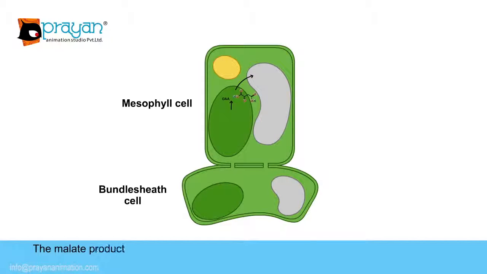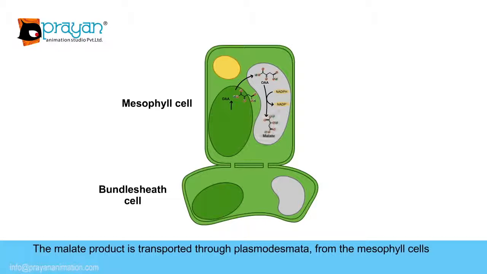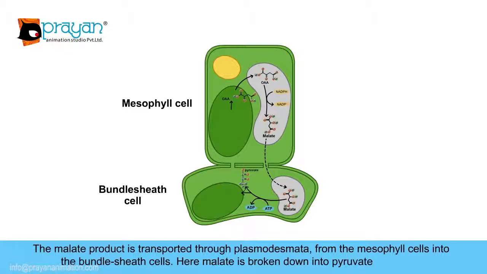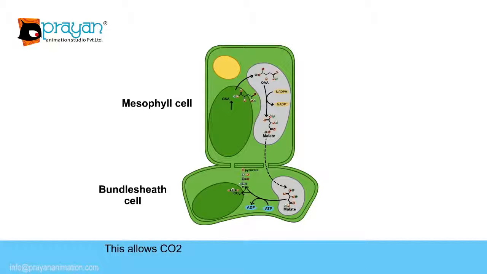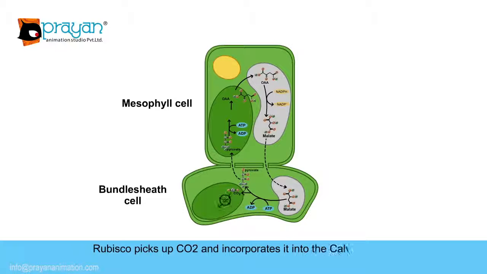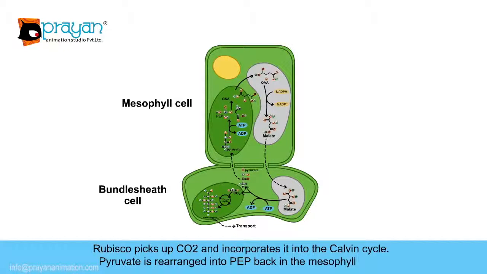The malate product is transported through plasmodesmata from the mesophyll cells into the bundle sheath cells. Here malate is broken down into pyruvate and CO2. This allows CO2 to accumulate in the bundle sheath cells. Rubisco picks up CO2 and incorporates it into the Calvin cycle. Pyruvate is rearranged into PEP back in the mesophyll cells.